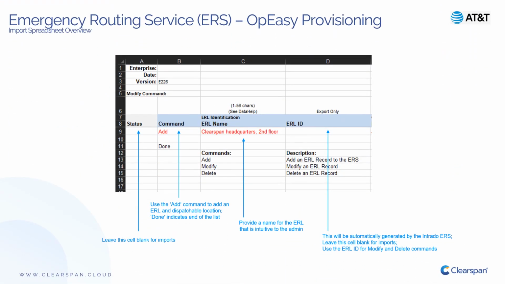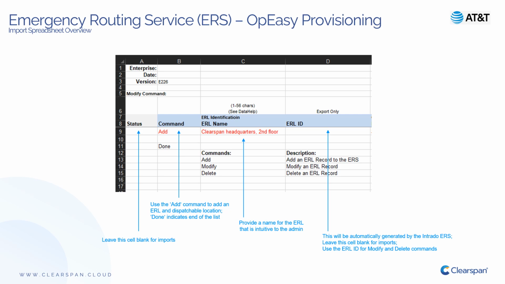The first 4 columns of the spreadsheet contain the status for the import that was executed, followed by the command for each row entry, which has the options of add, modify, or delete. The next column is the ERL name. This field is limited to 32 characters, including spaces. And OpEasy requires that the ERL name be unique for each dispatchable location.